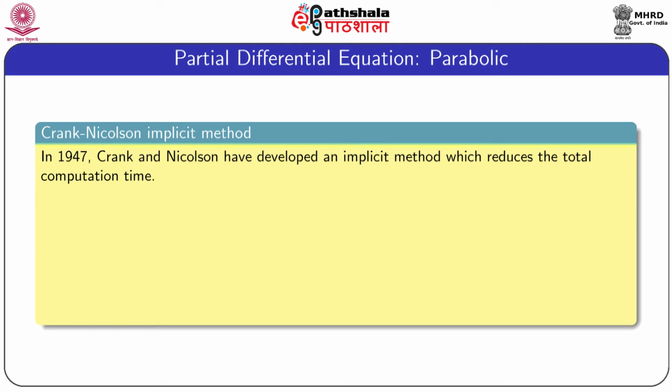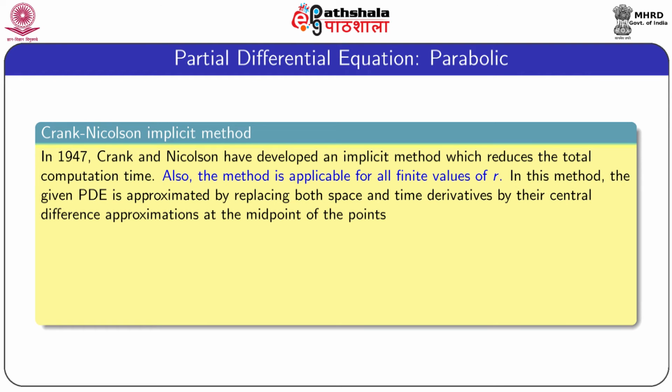Crank-Nicholson implicit method to solve parabolic equation. This method was developed by Crank and Nicholson in the year 1947. This method reduces the total computation time. Also, this method is applicable for all finite values of r.